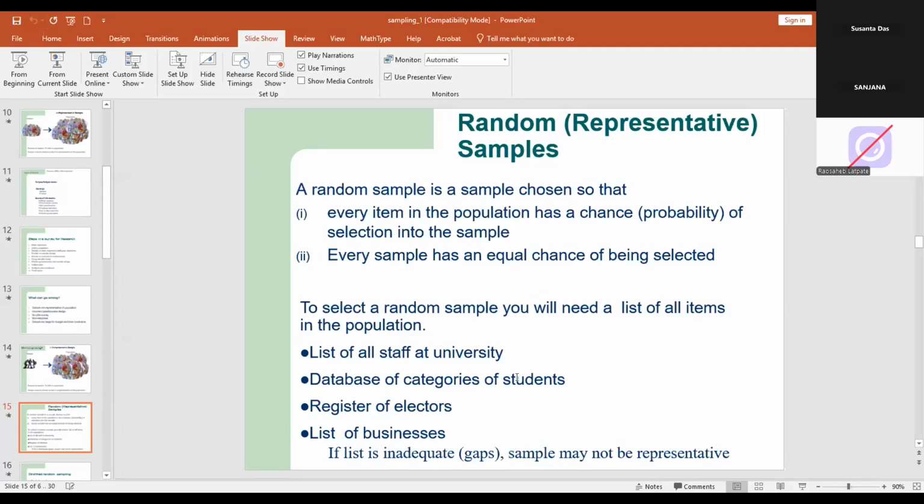Take a simple random sample from each group or stratum. Now, here, suppose we split the population according to gender, say male and female. Now, we have to take a simple random sample from some males and some females. Both should get representation.